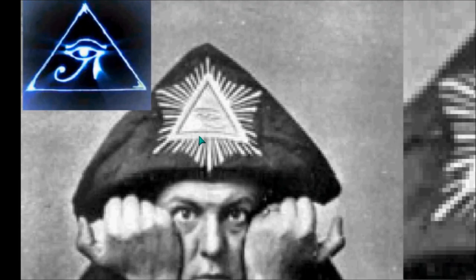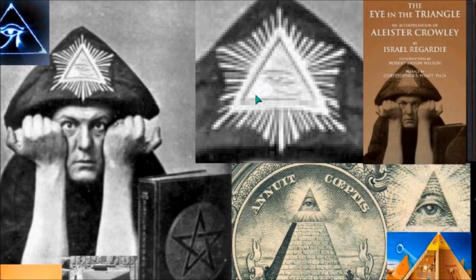And this is the Egyptian style eye, as you can see here. It has illumination around it. This is the eye of Horus, and so this is a Satanist wearing the eye of Horus. This is a closer image of that.